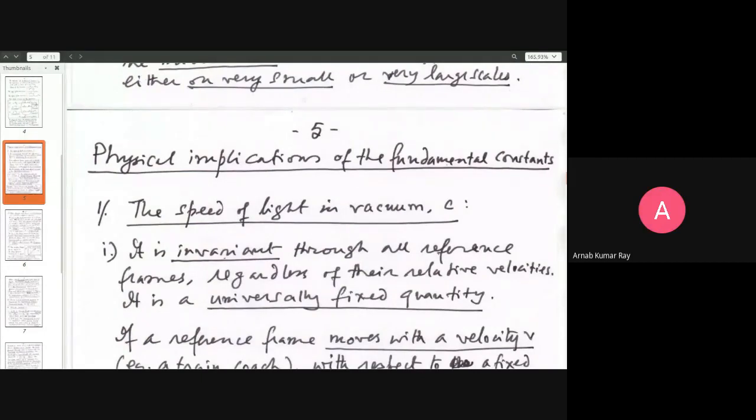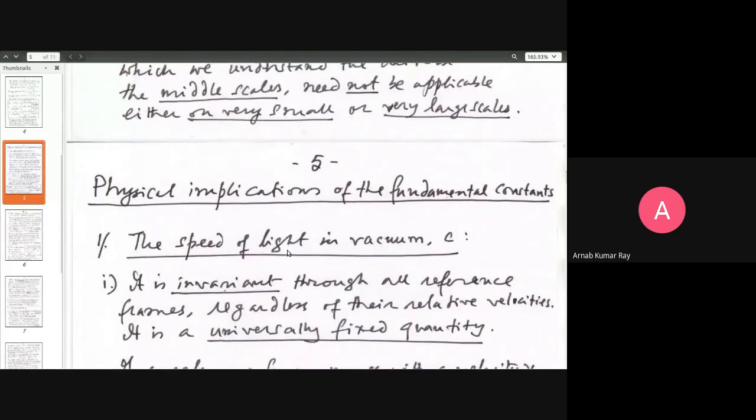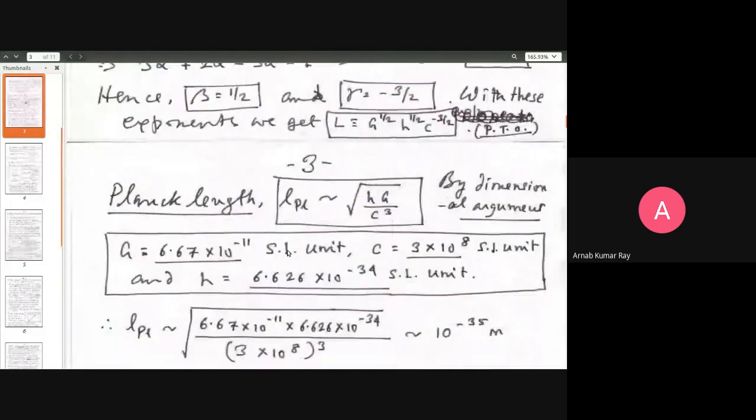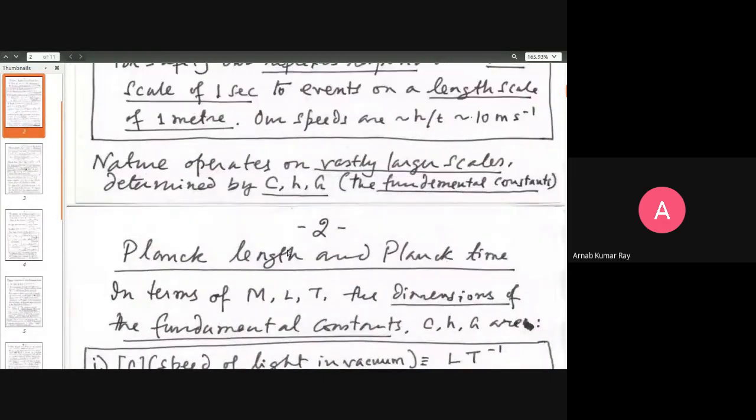So let us resume our discussion from where we broke off in the last class, which was a week ago. We talked about the various scales of the universe in the three mechanical dimensions of our common experience.